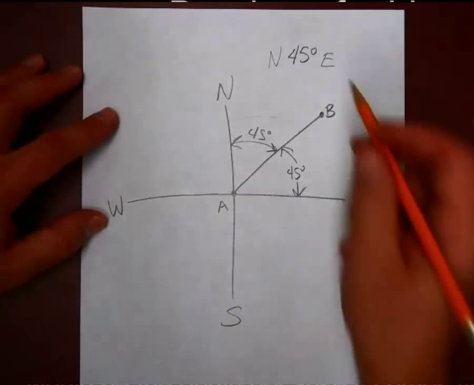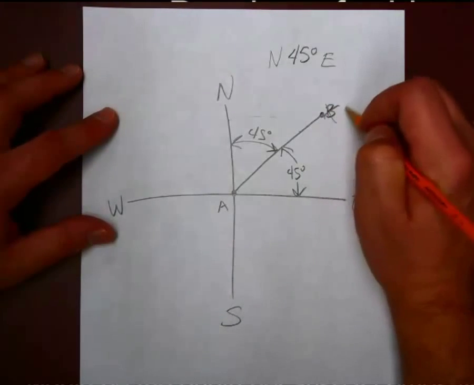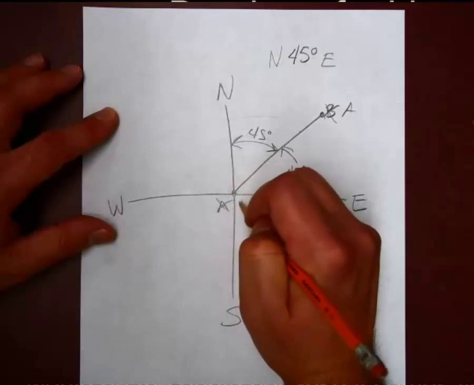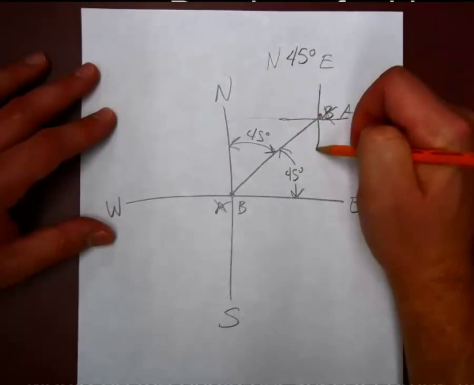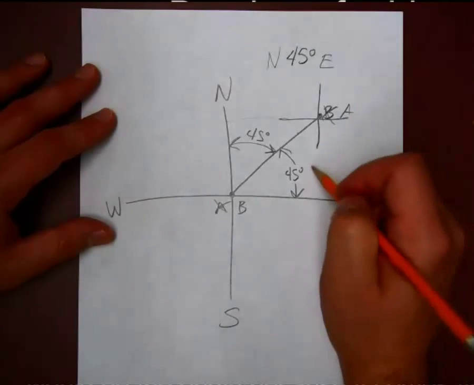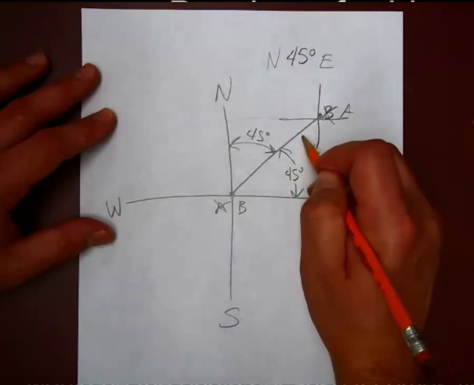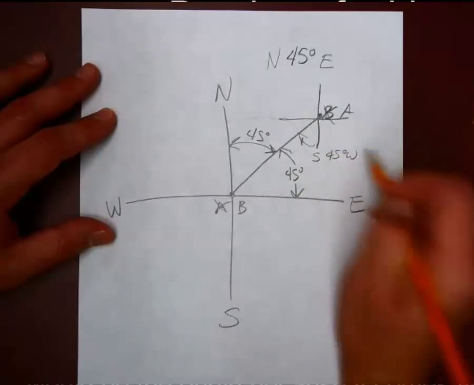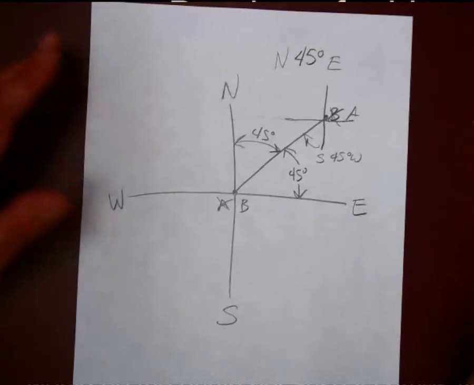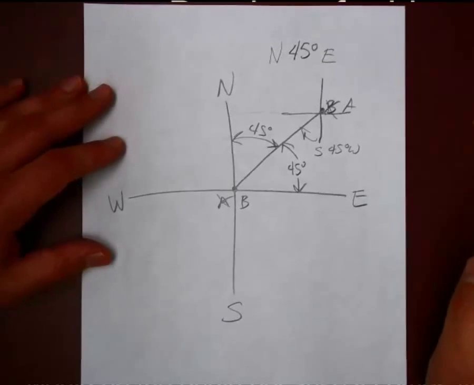So, had I changed these labels around and this was A and this was B, then basically wherever your start point is, we just pretend that the origin is there. Now I'm going south 45 to the west. So it's just contingent on the letters, which order it's going in.